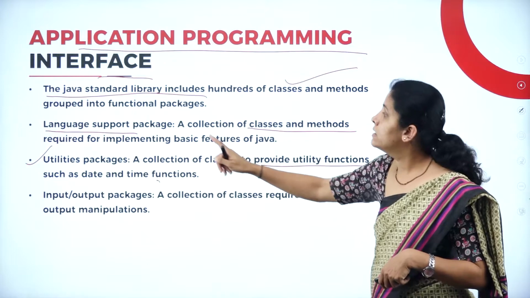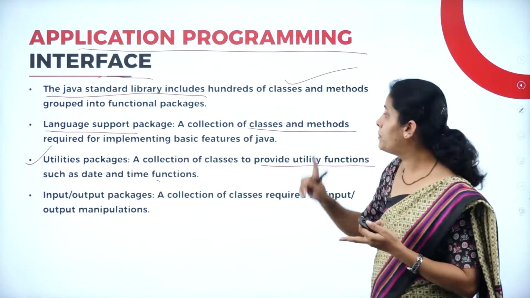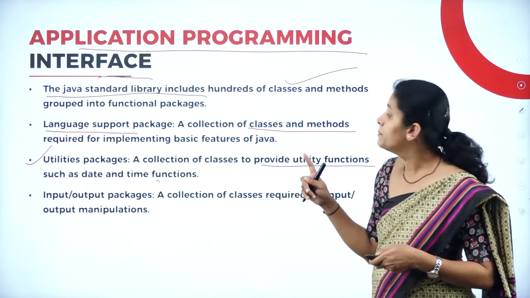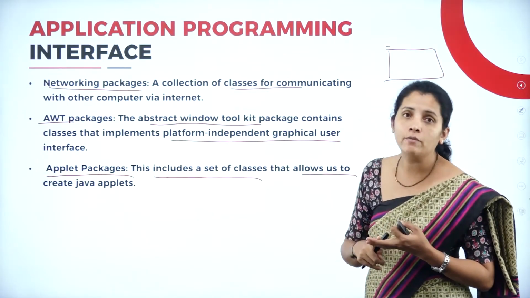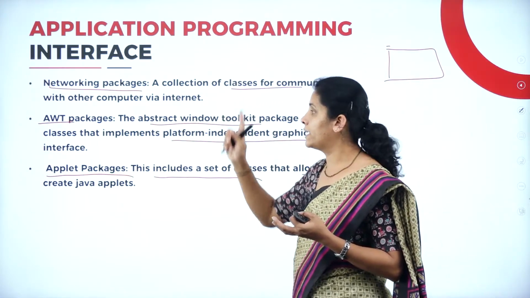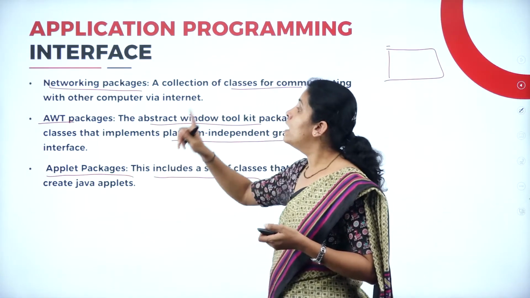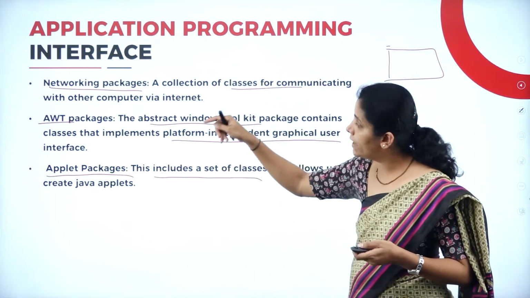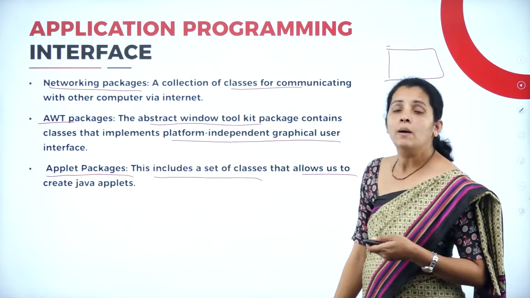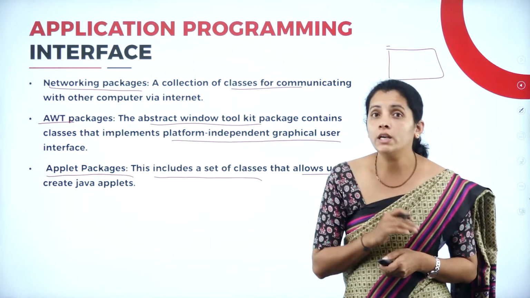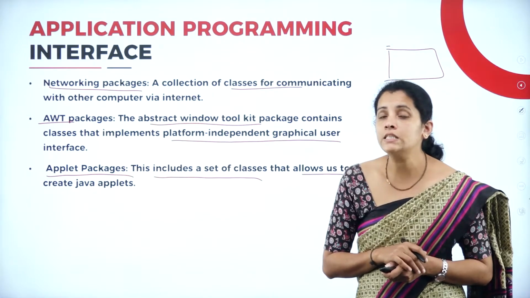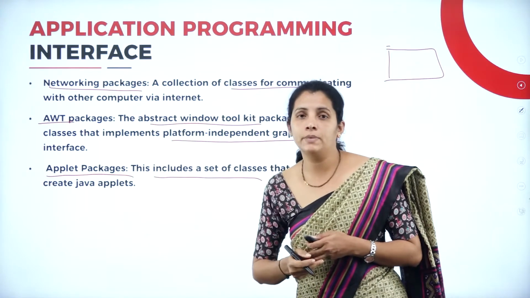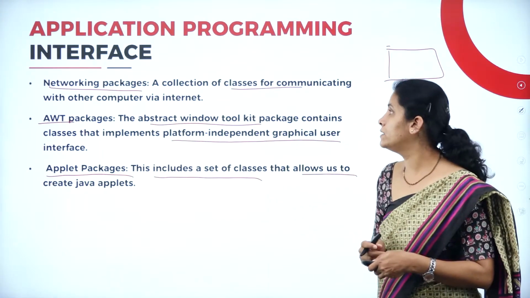At the beginning, that is the language support package, utility package, input and output package. Then we are going to have the network package. Then we are going to have the abstract window toolkit package, and at the end we are going to have the applet package. Totally we are going to have 6 different packages under API, that is nothing but the application programming interface.